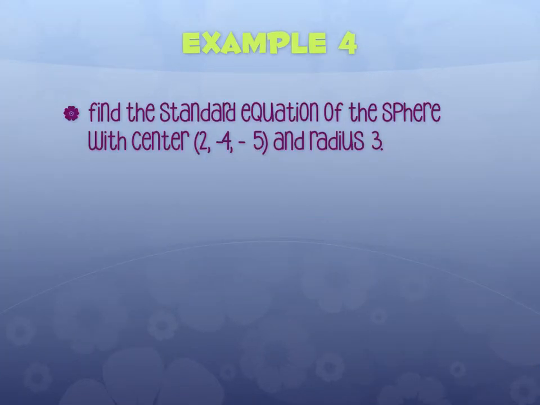All right, so find the standard equation of the sphere with center (2, -4, -5) and radius 3. All you got to do is plug it in. So I know it's x minus the h, so x minus 2 squared plus y minus the k, so y minus the -4 becomes plus 4 squared, plus z minus the j, z minus the -5 becomes plus 5 squared, equals the radius squared, which is 9. Just got to plug it in and square the radius.